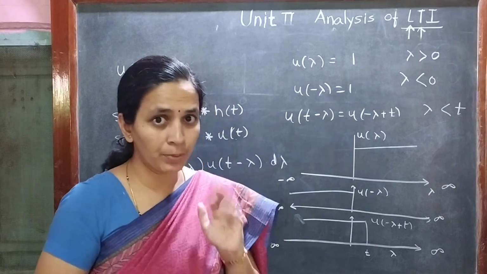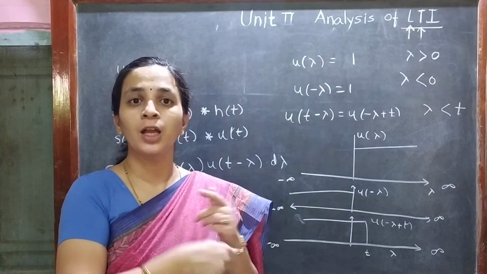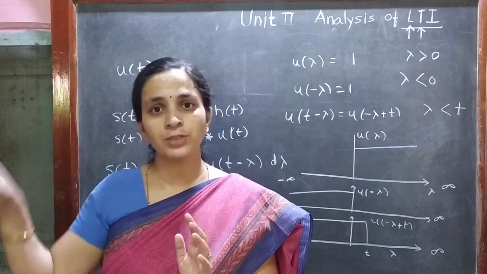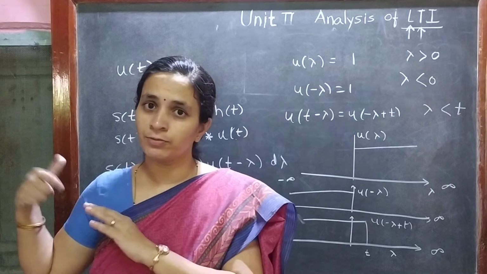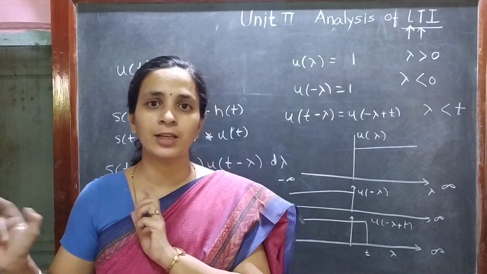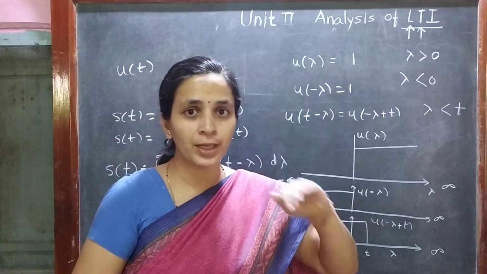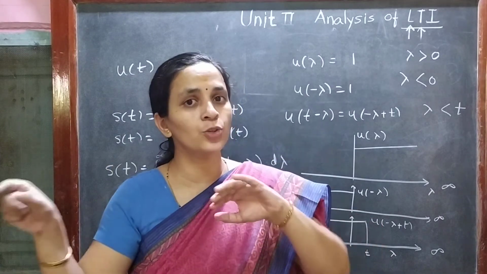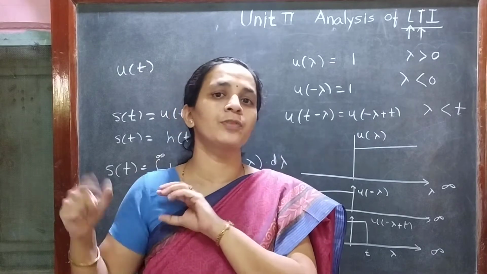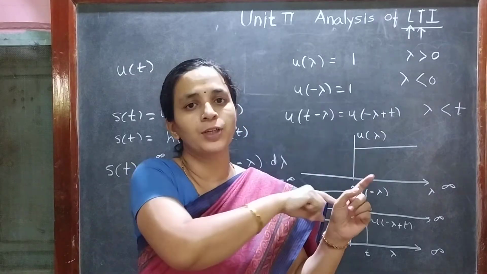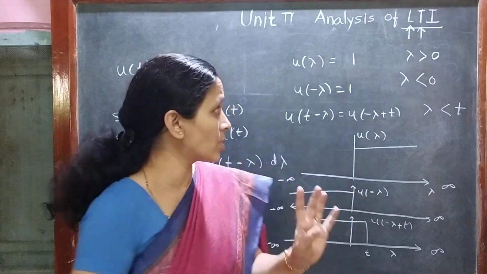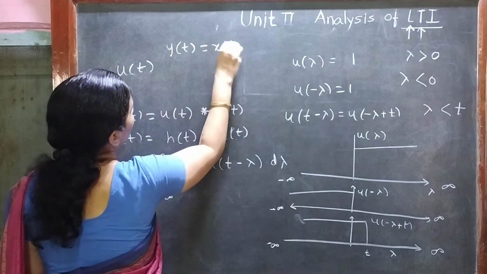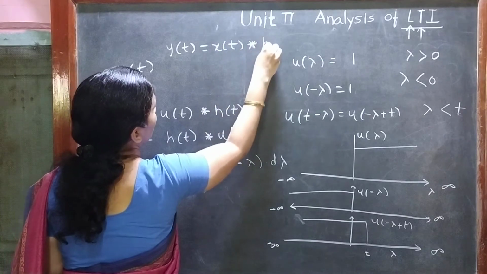We know the impulse response of the system, x of t convolved with h of t, which is in turn a generalized version of my delta t, shifted and scaled versions of my delta t, is nothing but my h of t. When my input x of t is convolved with h of t, that is going to give me y of t. That is the response of my system, right? Y of t is nothing but x of t convolved with h of t, right?